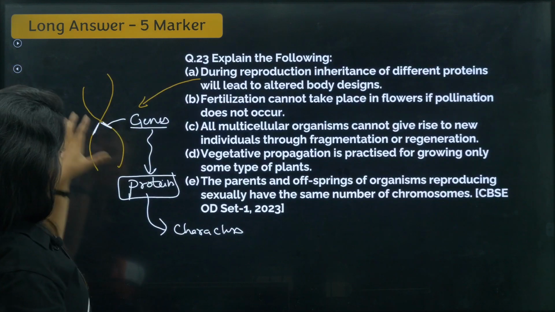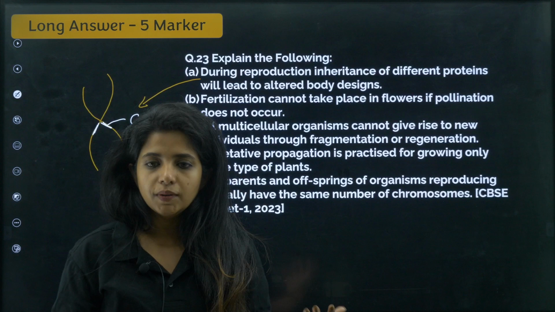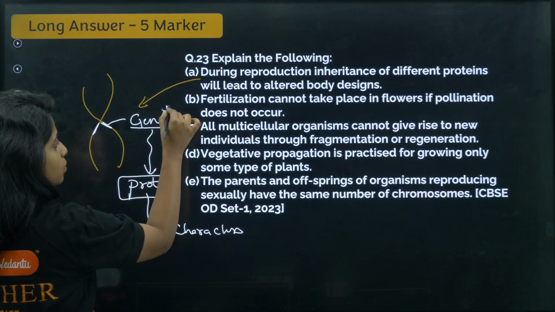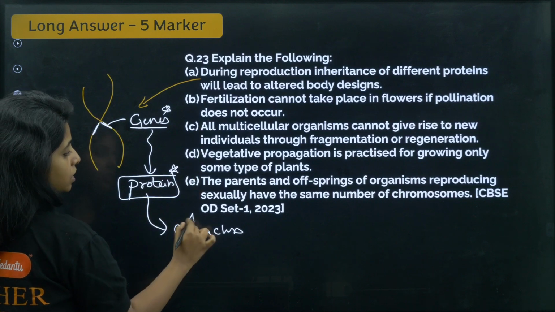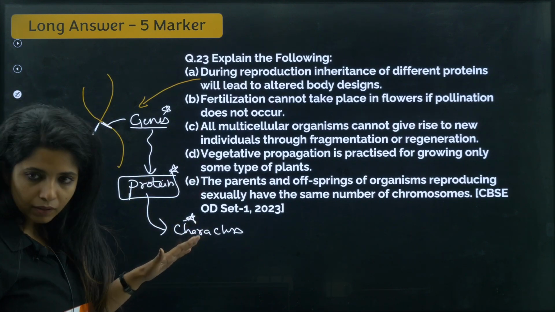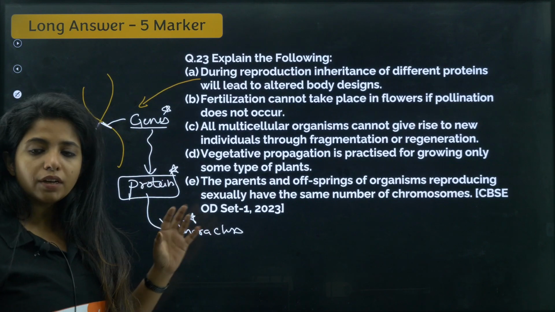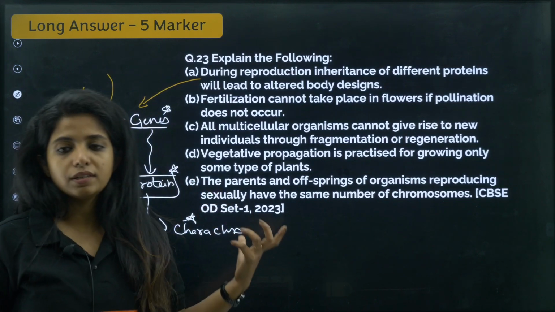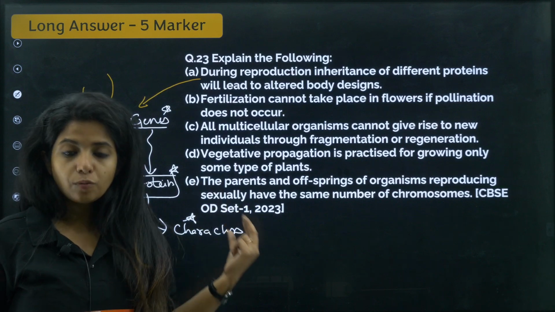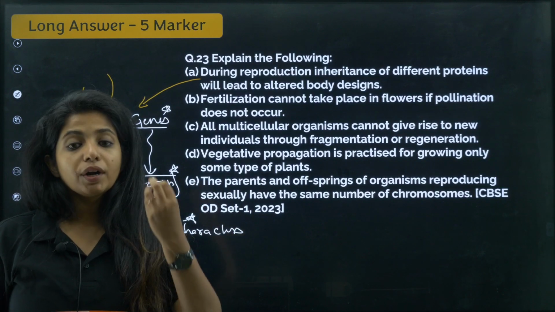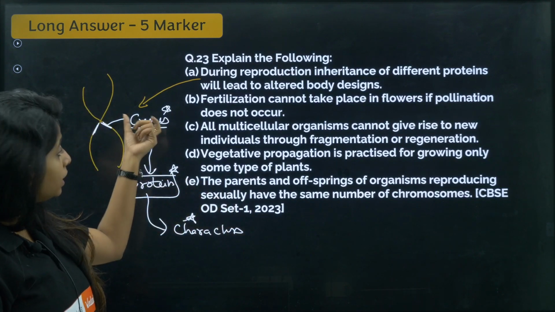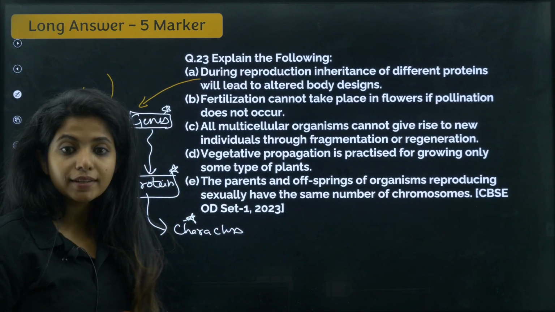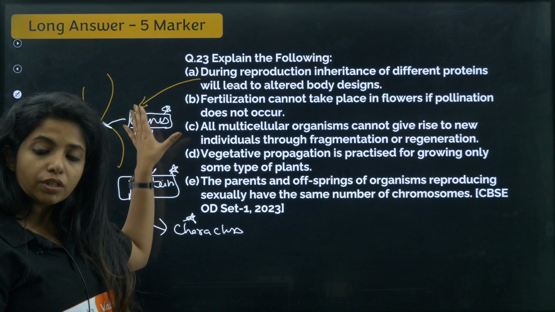So, whenever the DNA is being copied and being sent to the progeny, if there are copying errors, if there are changes in the genes, there will be changes in the proteins and hence changes in the characters as well. Cool. So, during reproduction, inheritance of different proteins will lead to altered body designs because each protein has been allocated for each character, and each protein is being made by each gene. So if there is any change in them, this will happen.